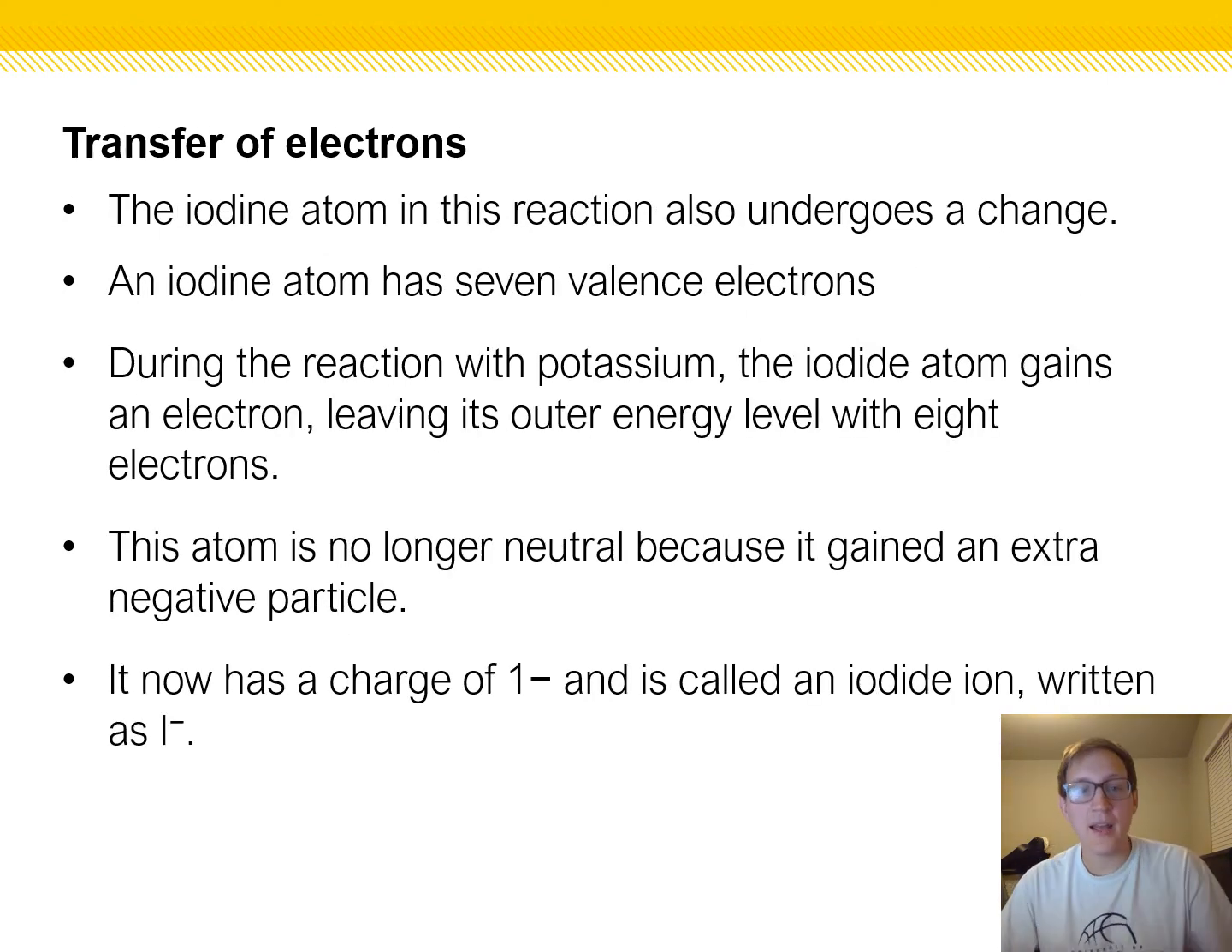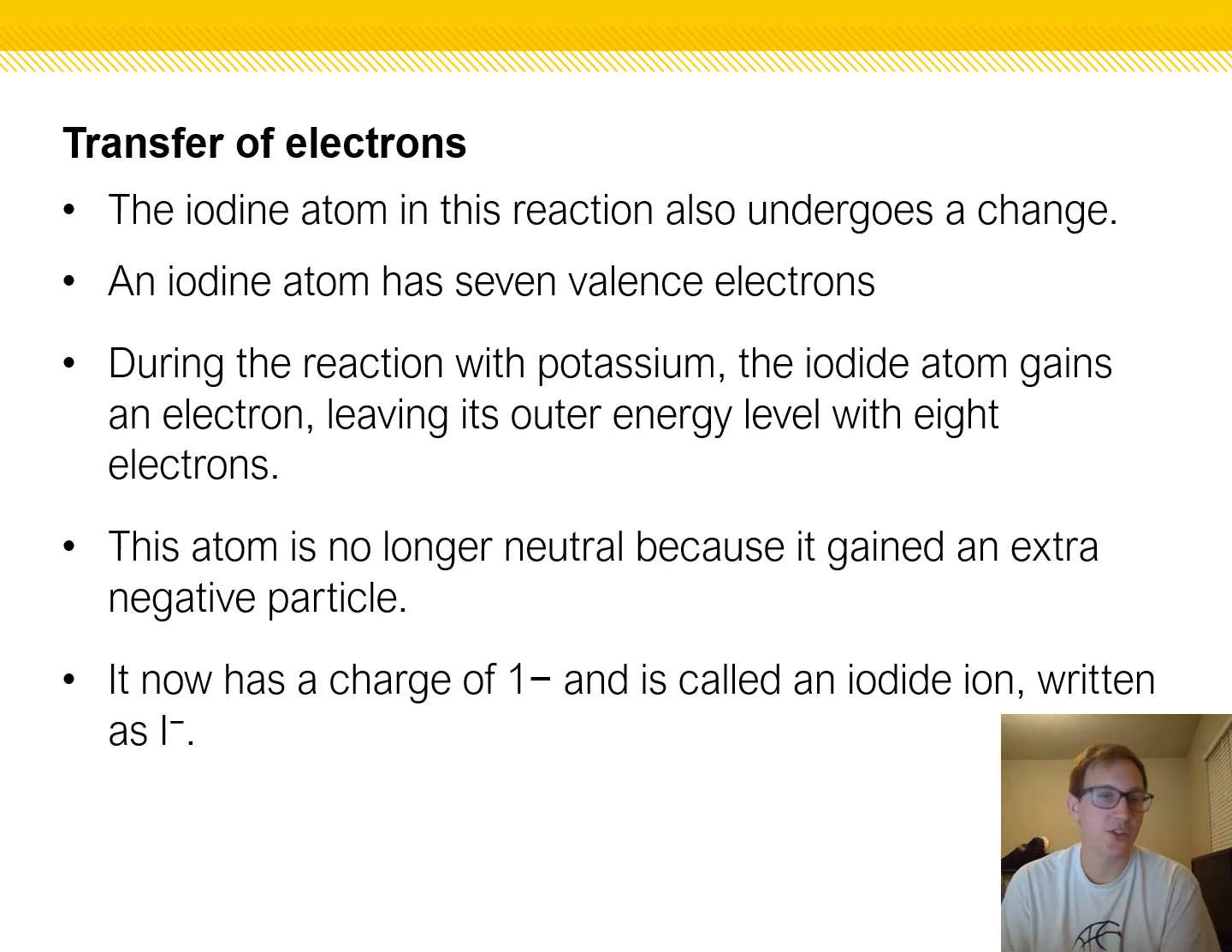The iodine atom in this reaction also undergoes a change. An iodine atom has 7 valence electrons. During the reaction, it wants to get to 8. So it's going to take that 1 from potassium and say, thank you very much, we are now stable. And it is going to become an anion because it's gaining a negative.